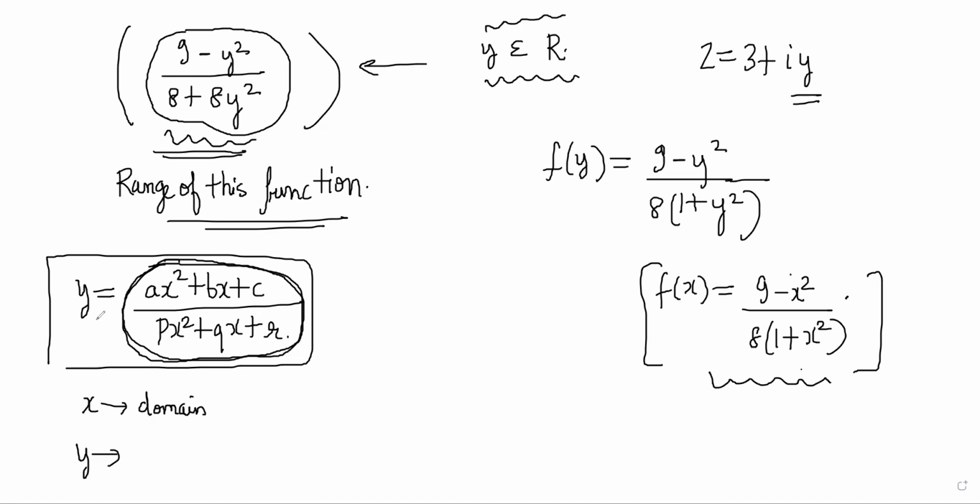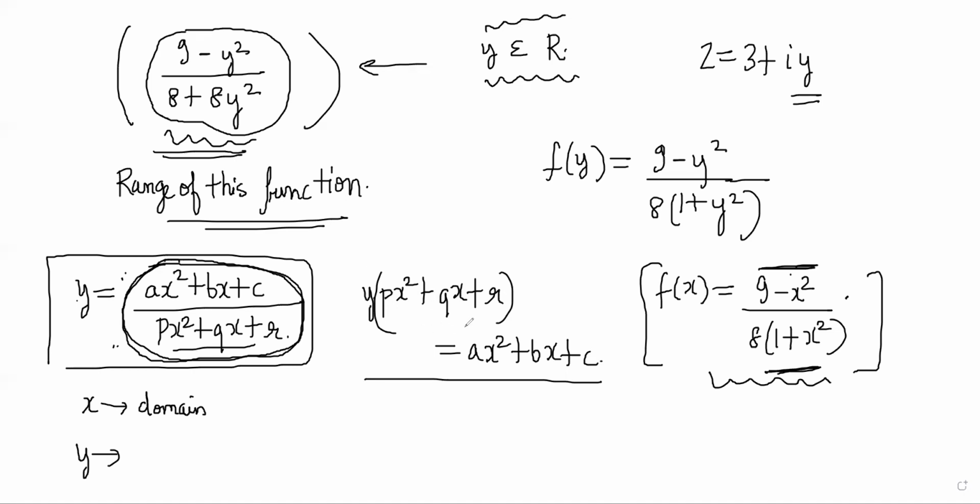The way to find the range if there is a quadratic by quadratic like this, here also there is a quadratic by quadratic. There is a calculus way to find range. The calculus way is to think of maxima or minima of this function. However, there is an algebra way to find range also. The algebra way is to say that okay, I will multiply the denominator and bring it here. I will say y times px square plus qx plus r is equal to ax square plus bx plus c.